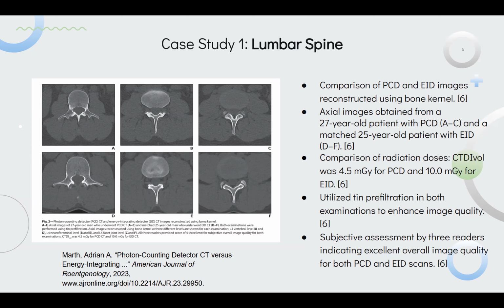And then there was also a subjective assessment by 3 independent readers, which revealed that the overall image quality was excellent for both the PCD and EID scans in these assessments. So this demonstrates that PCD can achieve similar or even better image quality at a lower radiation dose, which is a significant benefit for patient safety and diagnostic accuracy.